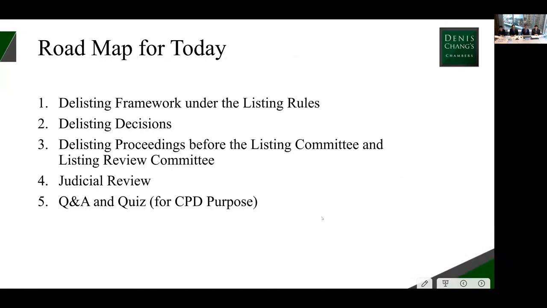And my colleague, Keith, will be speaking on the first part and also the listing decisions. Keith has just joined our chambers, the up-and-coming star of chambers. Part three will be the listing proceedings before the listing committee and the new listing review committee. And my colleague, Richard Yip, will be speaking on this topic.